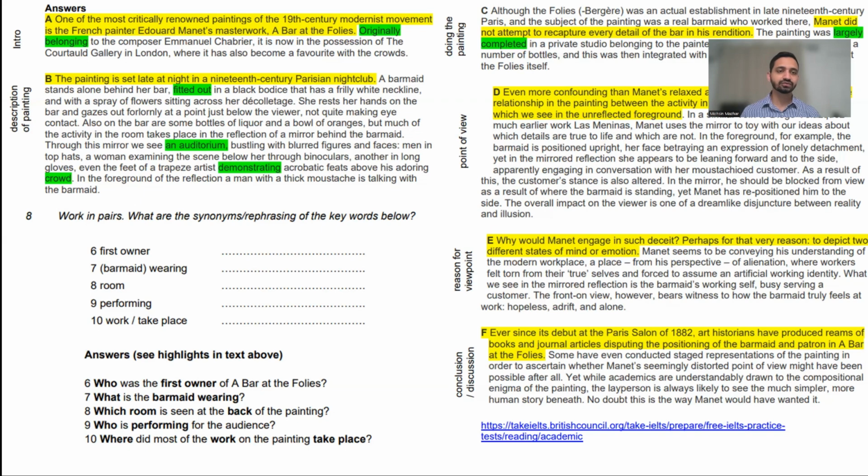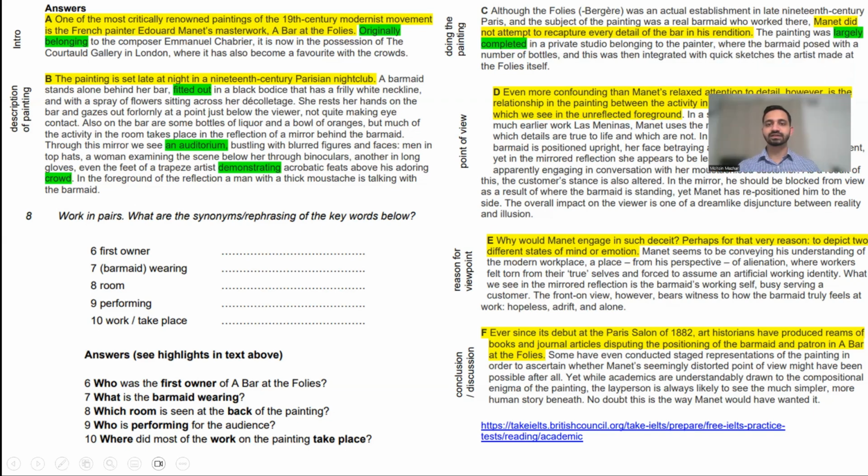Room. It just gives you the room here. Through this mirror, we can see an auditorium. Auditorium is a room. Instead of room, it talks about the actual room. Performing, instead of performing, it says demonstrating, right? And instead of work taking place, it says largely completed, right? That's the word that is used to indicate where your answer is going to be.